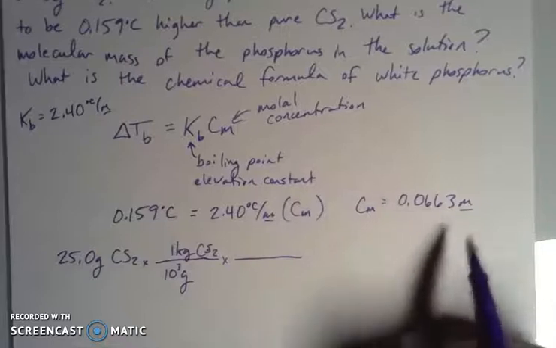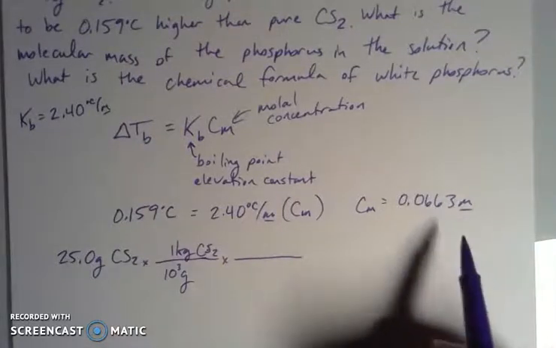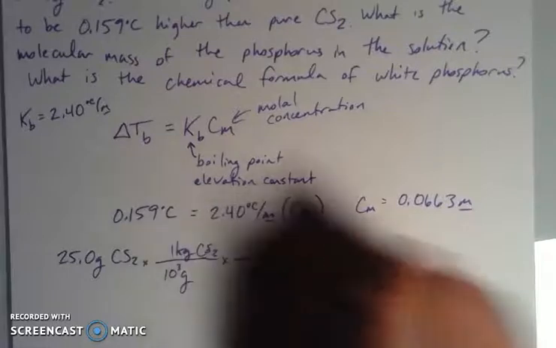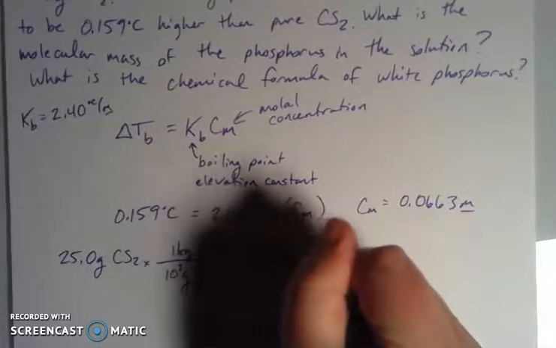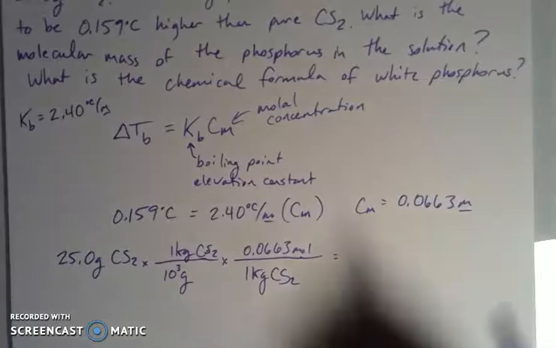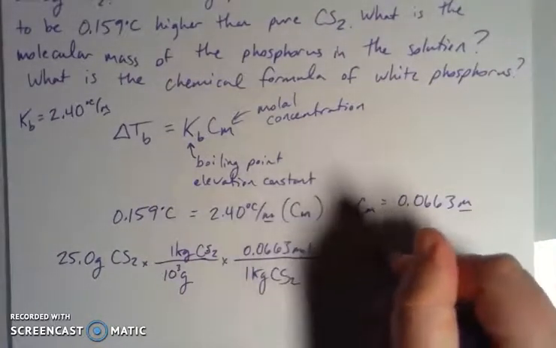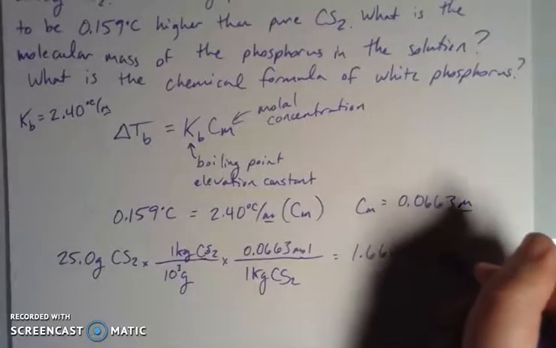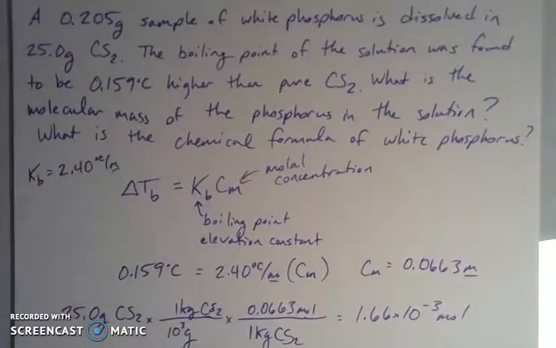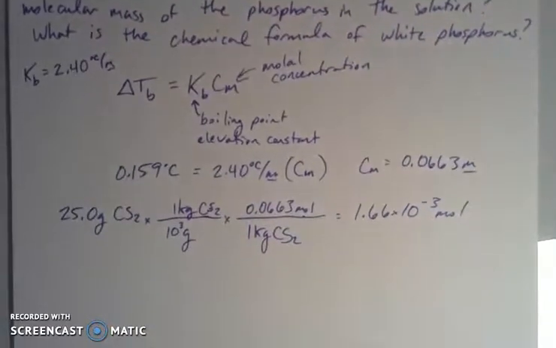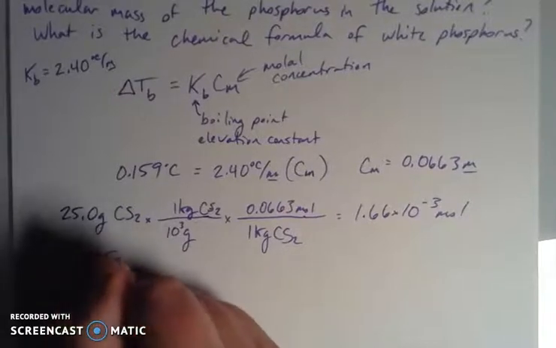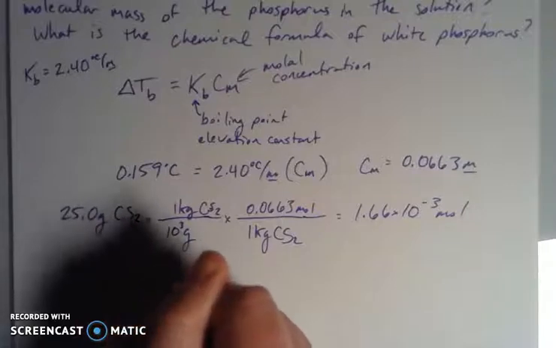and then using my molality, this is the number of moles of phosphorus per kilogram of CS2, carbon disulfide. So 1 kilogram of CS2 on the bottom, this many moles on the top. And this gives me this 1.66 times 10 to the negative 3 moles. And now I can take the mass that I was given to start off with, 0.205, divided by my number of moles. That'll give me grams per mole.